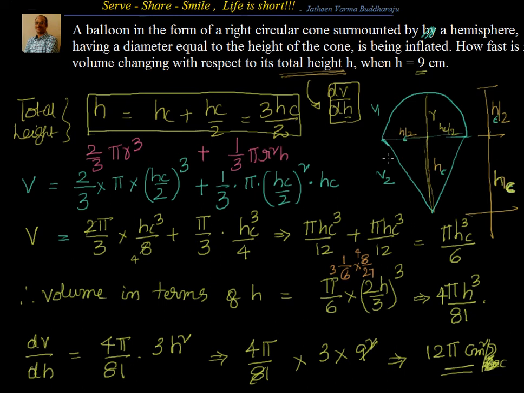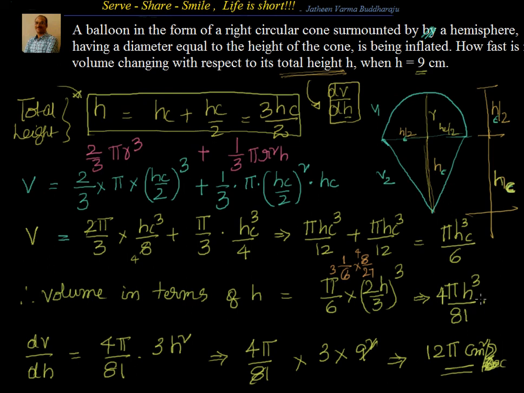Now total volume equal to volume of hemisphere plus volume of cone. We have added that, and if we simplify, we got pi by 6 into hc cube. Remember, hc is height of the cone, but we have to find out the rate of change of volume with respect to total height. That means we have to find it with respect to h, and h is equal to hc plus hc by 2, or 3hc by 2, or can I say hc equal to 2h by 3?